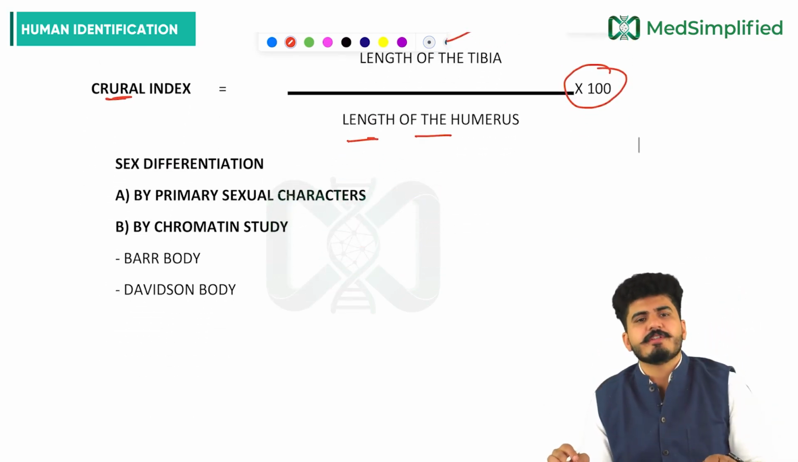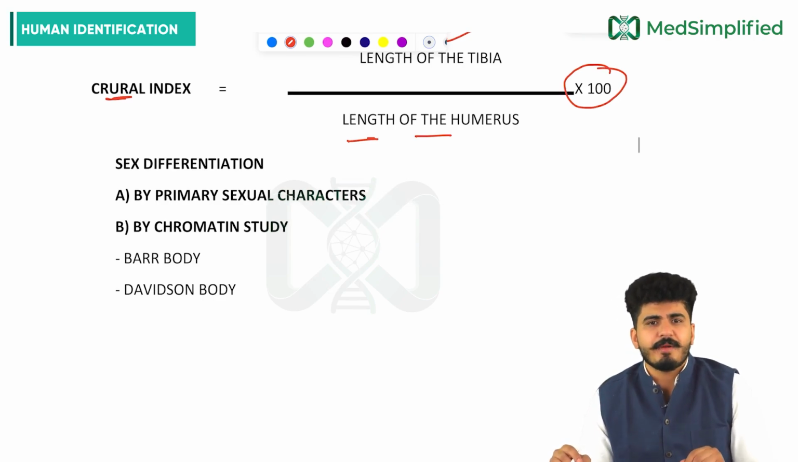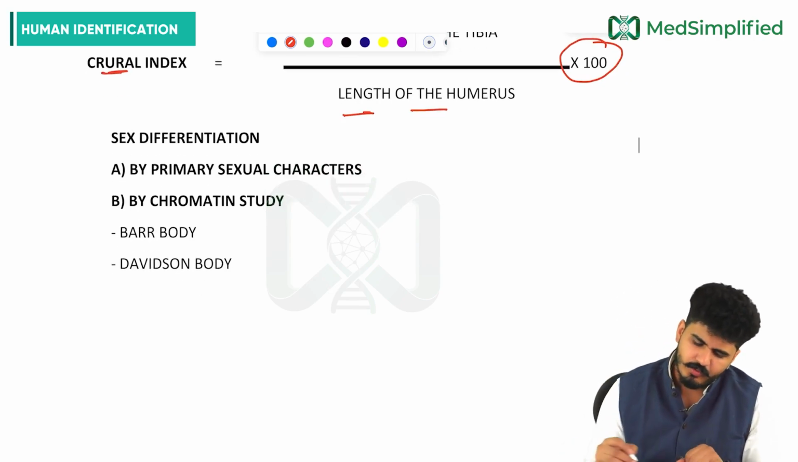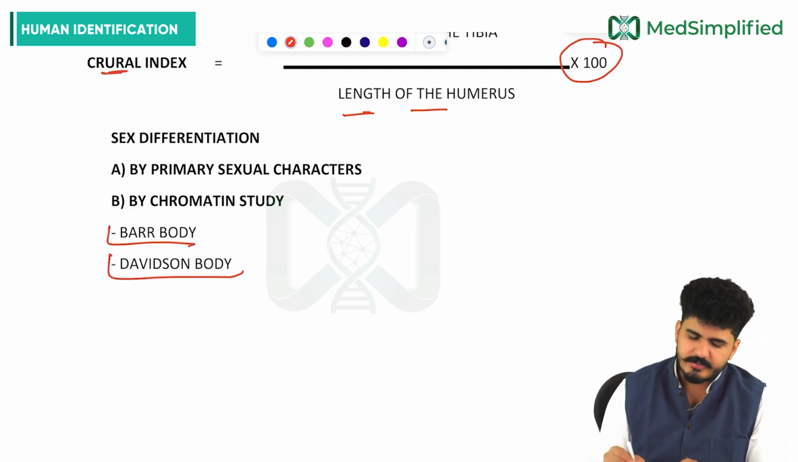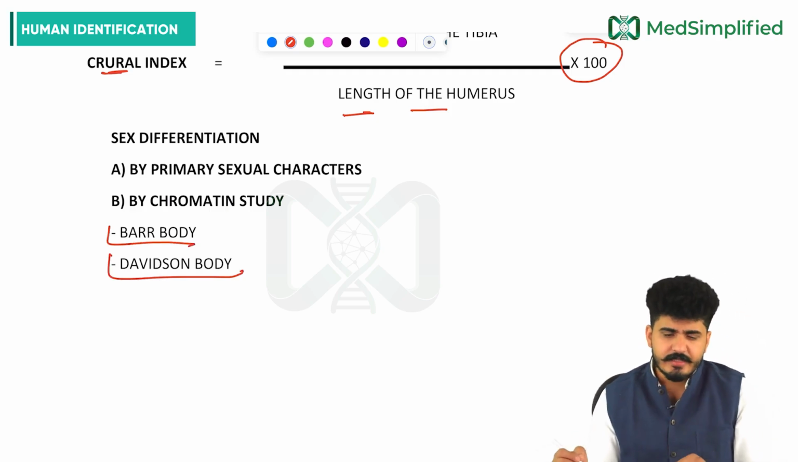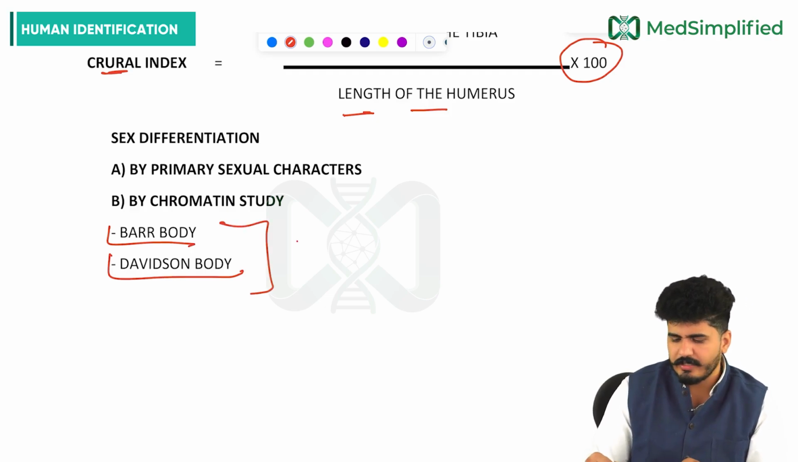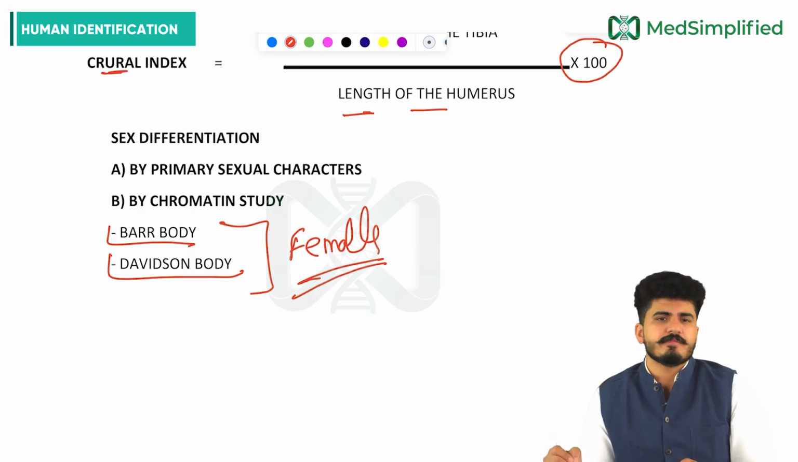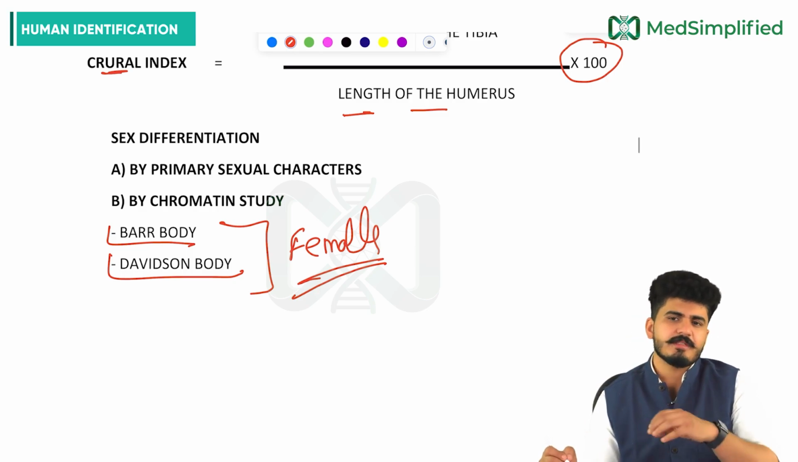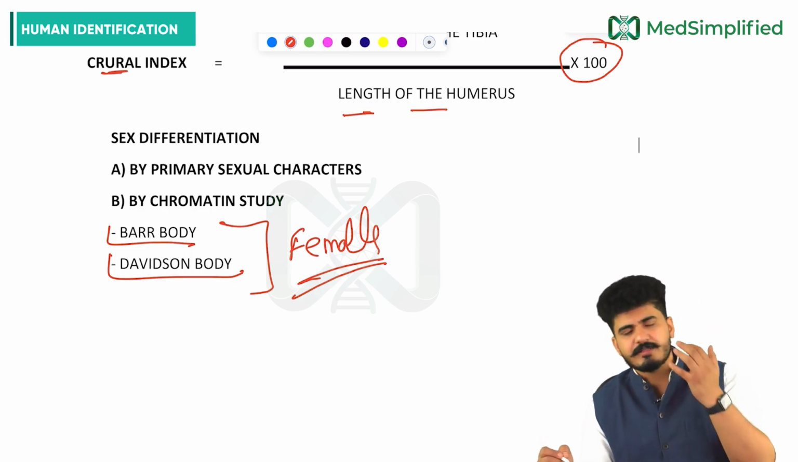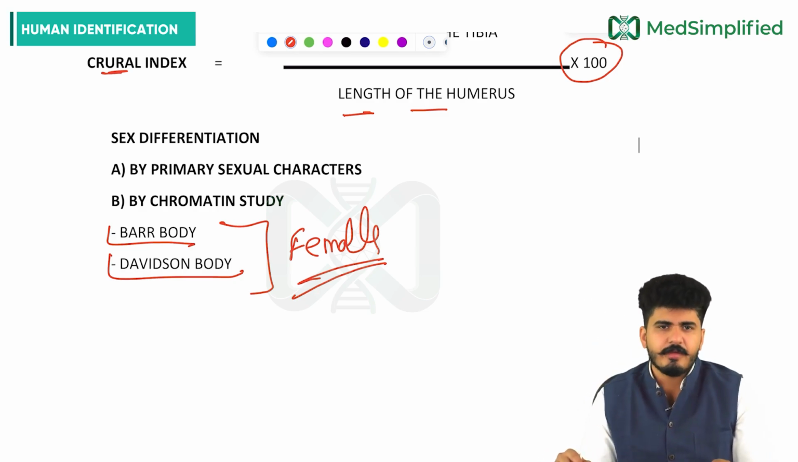Now, sex differentiation. The next thing we need to learn is sex differentiation by the primary sexual characteristics and the chromatin study. In chromatin study, two important bodies are there, Barr body and Davidson body. Where are they found? They are found only in the female, my dear friends. If they are absent, that means the body is of a male. If they are present, that means the body is of a female.